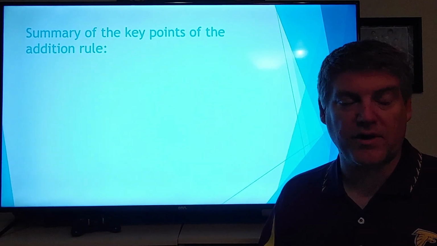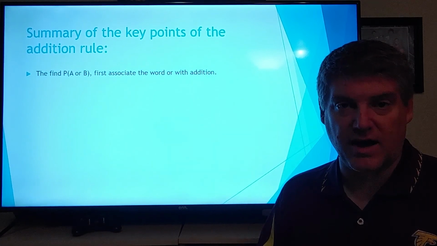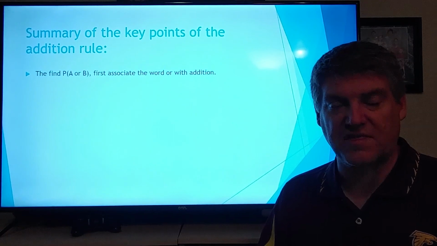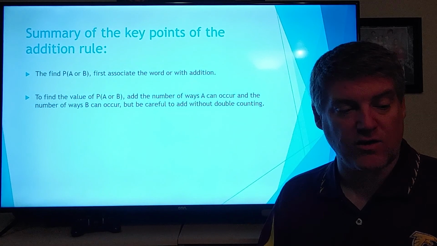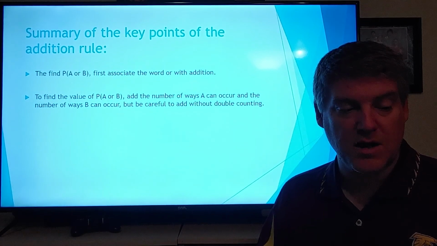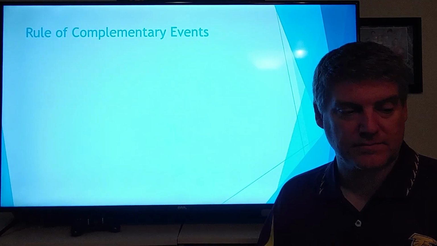Okay, summary of the key points of the addition rule. To find the probability of A or B, first associate the word or with addition. To find the value of the probability of A or B, add the number of ways A can occur and the number of ways B can occur, but be careful to add without double counting.